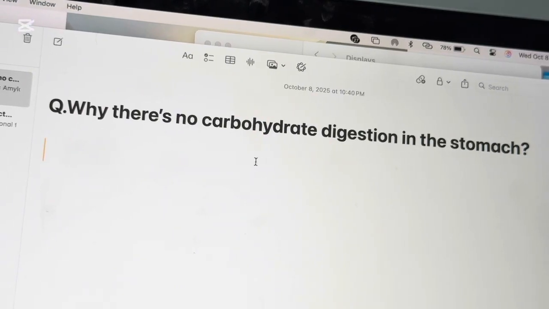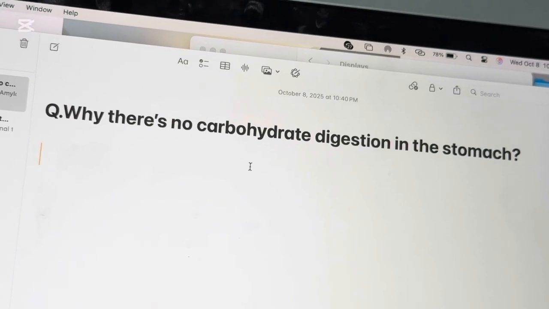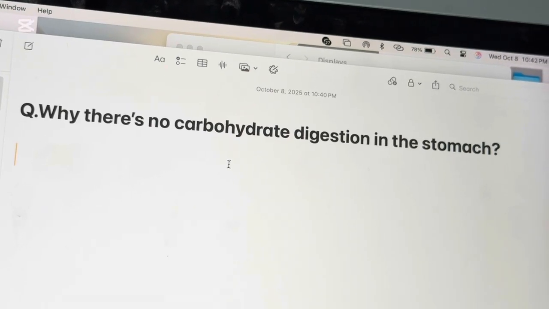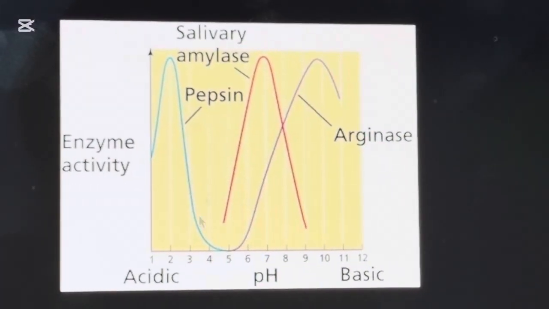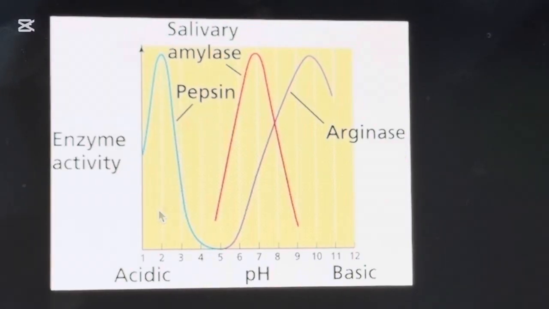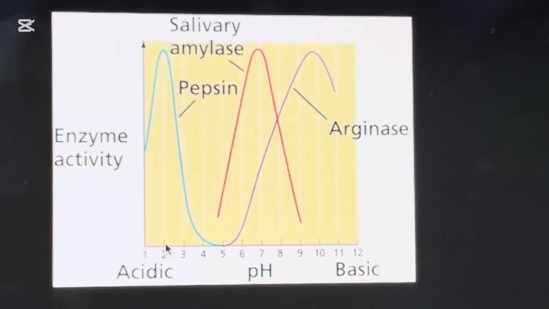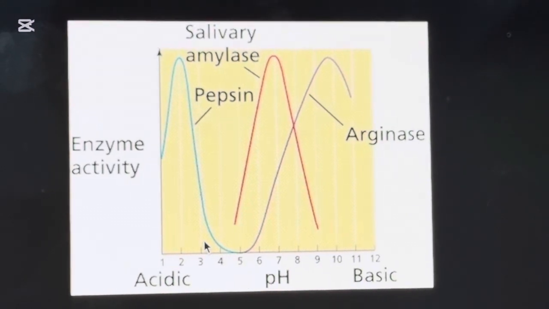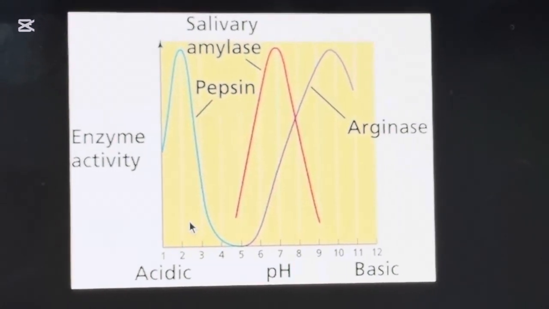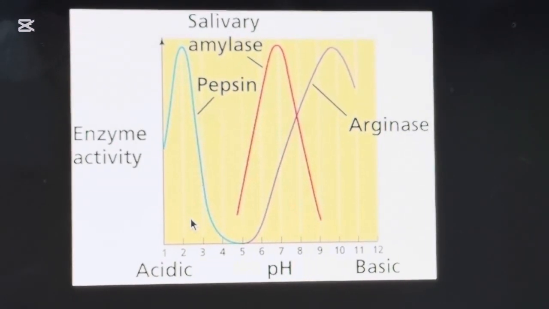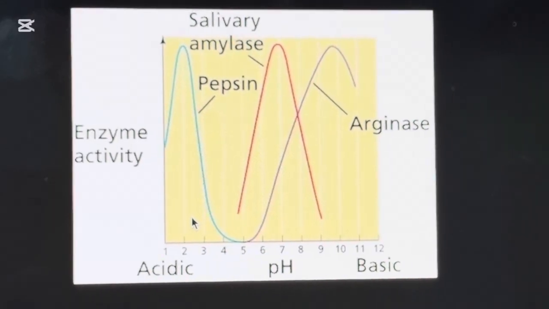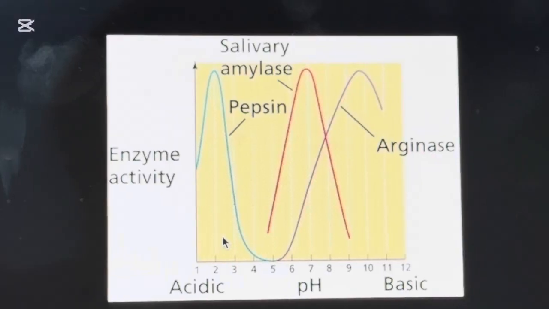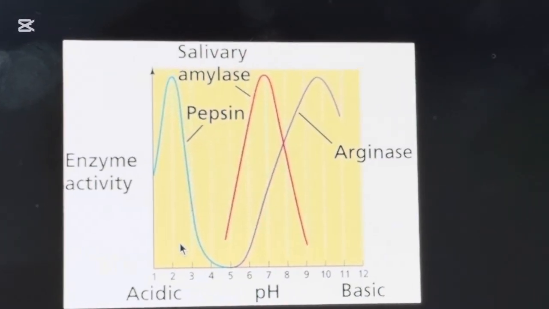Alright, if you have answered already, there's no carbohydrate digestion in the stomach because, as discussed, the stomach is highly acidic. There you go, the stomach is highly acidic. And salivary amylase gets denatured, which means it loses its shape and function, and it cannot act on starch. And that's why there's no carbohydrate digestion in the stomach. It's actually sad, isn't it?